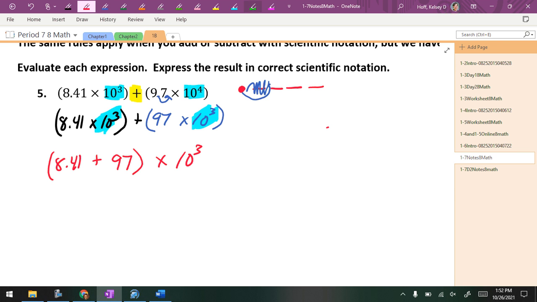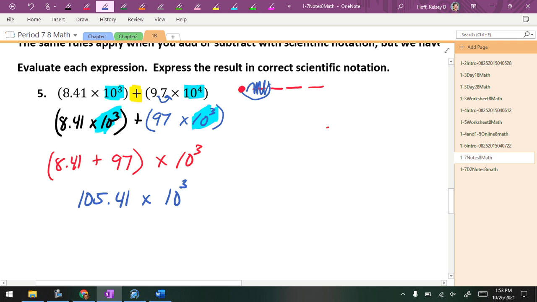Biggest mistake people have made today is right here. They forget to put the plus sign and they want to go and multiply. Don't multiply it. So add them together for me. 8.41 plus 97 is 105.41 times 10 to the third.